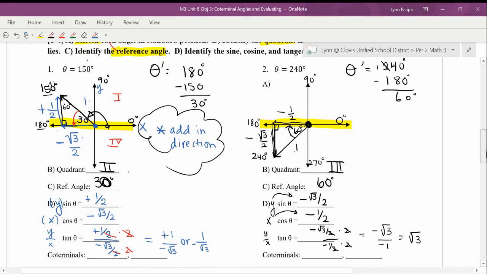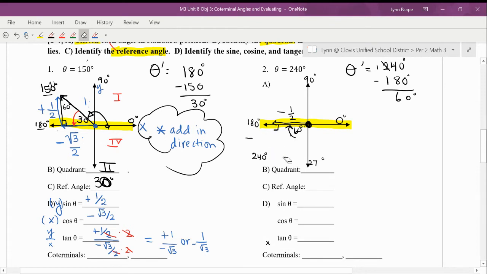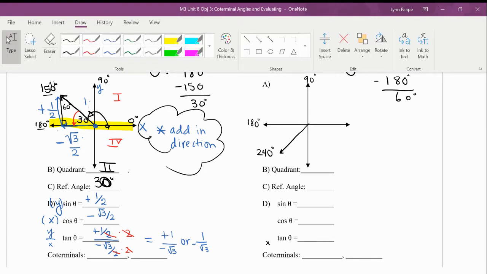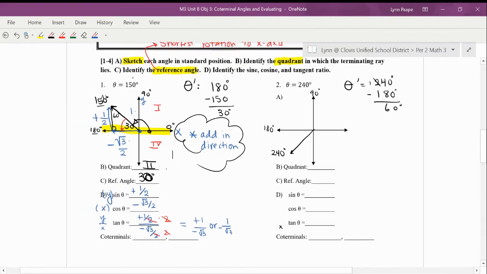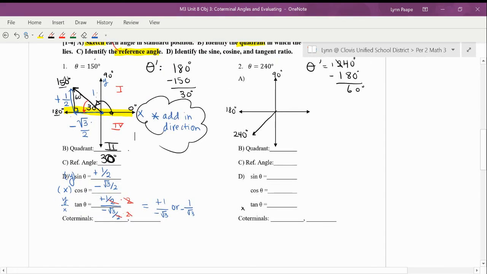So we'll start with number 2. I'm going to give myself a little bit of space here. So we're going into that coterminal angle, right? Let me draw in that 240. For question number 2, they're asking us specifically to find a coterminal angle. It said to either add or subtract 360 degrees, so that's what we're going to do.